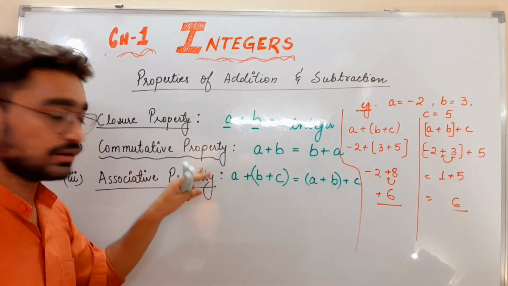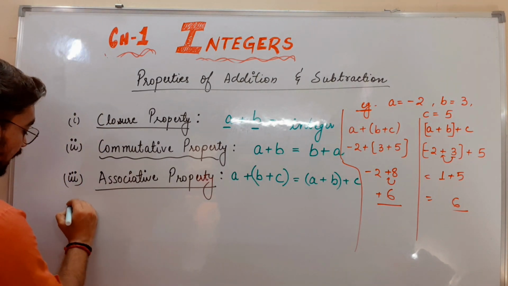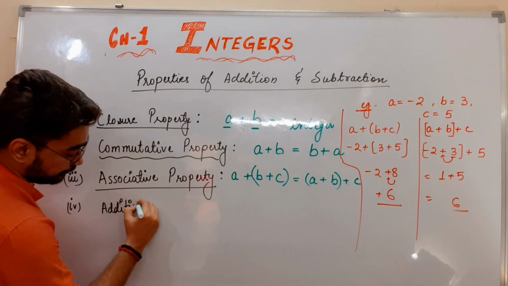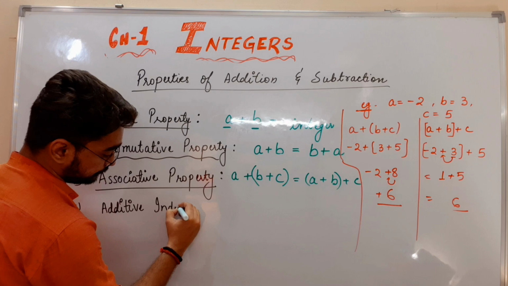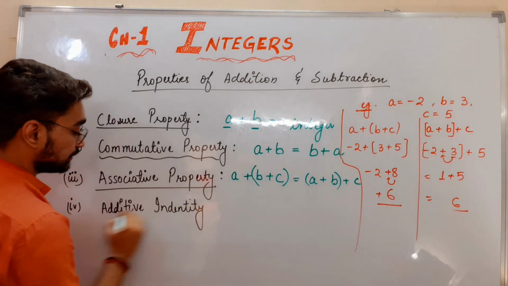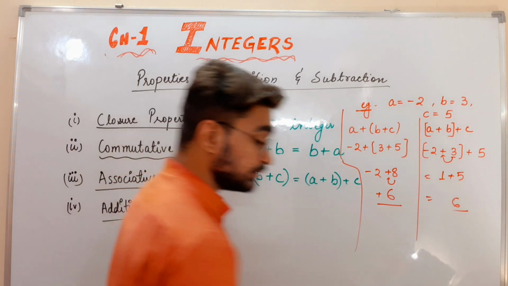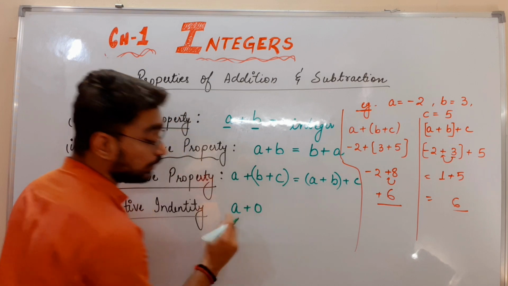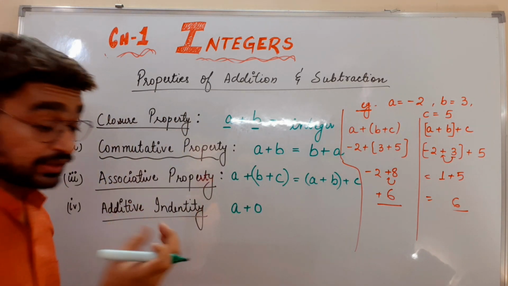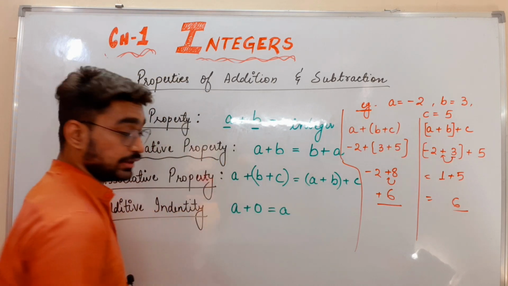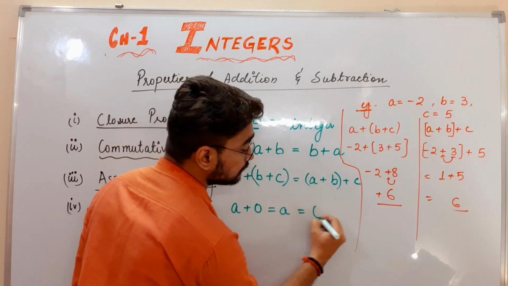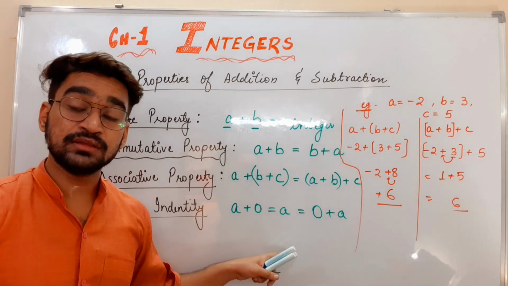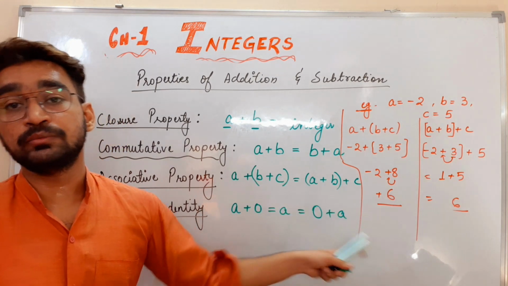I hope these three properties are clear to everyone. The next property is additive identity. Additive identity says that if I add 0 to any number, the result will always be that number itself, right? Or even if I add 0 to any number, like 0 plus a, it will always be the same number. It means 5 plus 0 will always be 5, or 0 plus 5 will also be 5 itself.